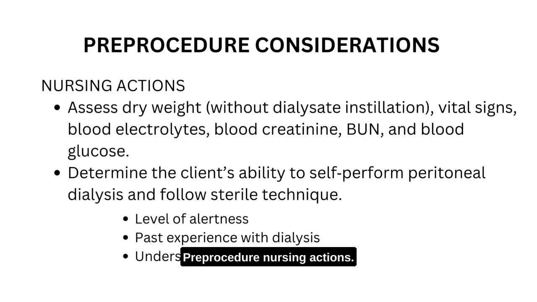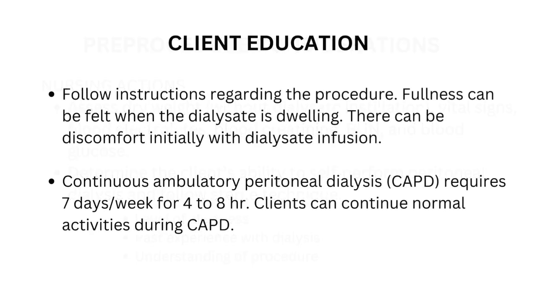Pre-procedure nursing actions include: assess dry weight, without dialysate installation, vital signs, blood electrolytes, blood creatinine, BUN, and blood glucose. Determine the client's ability to self-perform peritoneal dialysis and follow sterile technique. Assess level of alertness, past experience with dialysis and understanding of procedure.